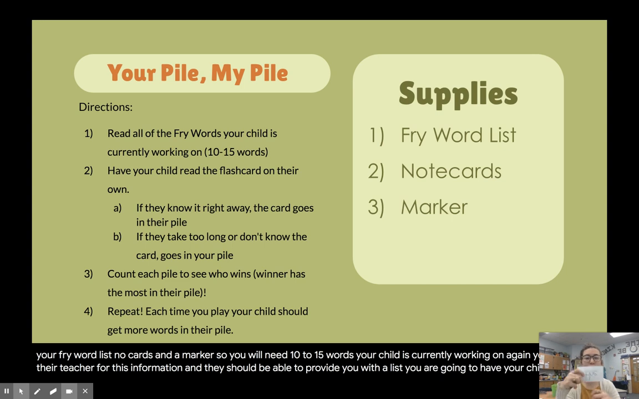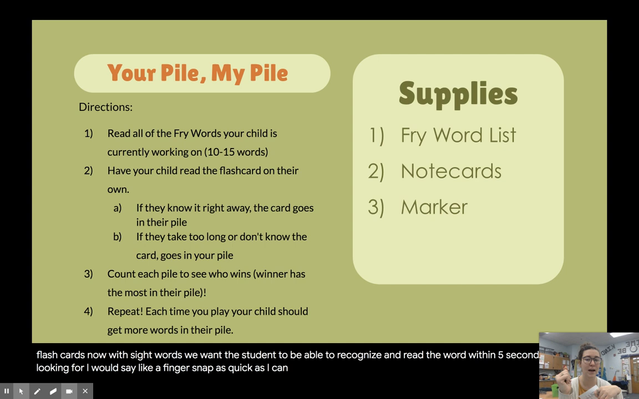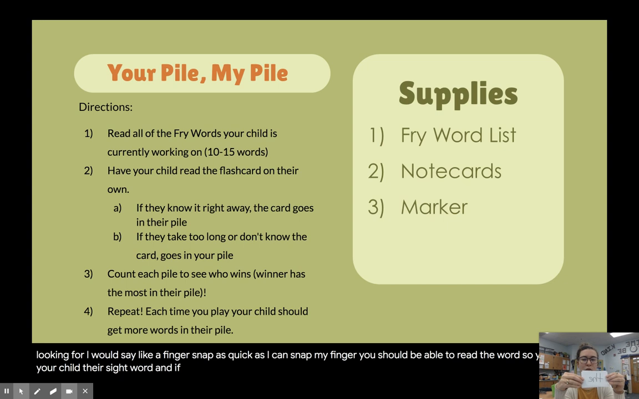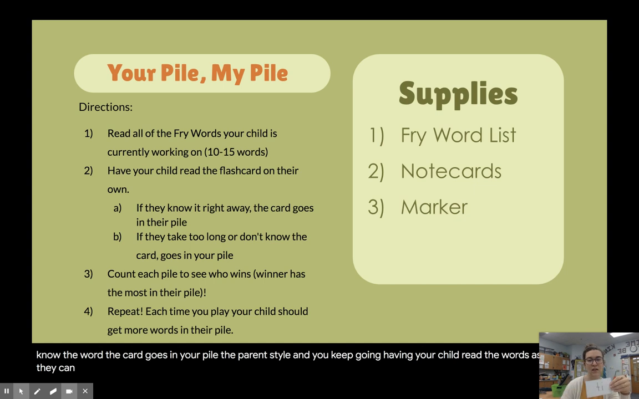You are going to have your child read their flashcards. Now, with sight words, we want the student to be able to recognize and read the word within 5 seconds. So we're looking for, I always say, like a finger snap. As quick as I can snap my finger, you should be able to read the word. So you will show your child their sight word, and if they know the word right away, it goes in their pile. If the word takes too long or they don't know the word, the card goes in your pile, the parent's pile. And you keep going, having your child read the words as quickly as they can.